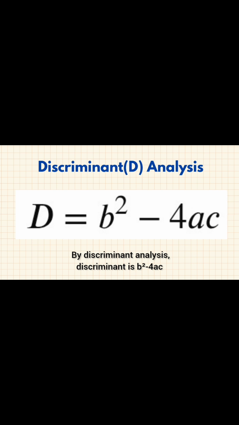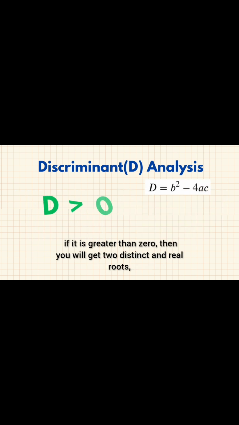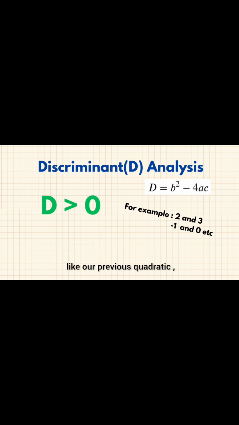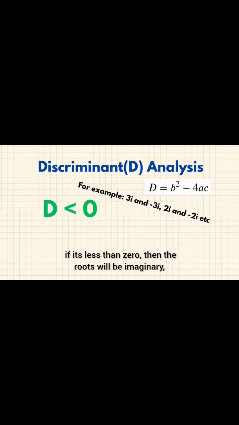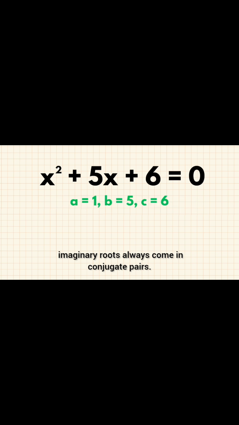Of course. By discriminant analysis, discriminant is b square minus 4ac. If it is greater than 0, then you will get distinct and real roots. Like our previous quadratic. If d is equal to 0, you will get equal roots like 2 and 2. If it's less than 0, then the roots will be imaginary. Imaginary roots always come in conjugate pairs.